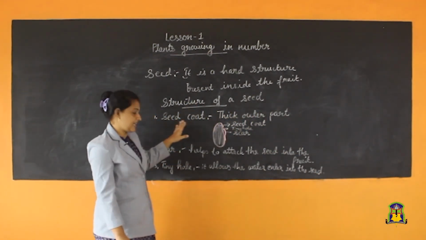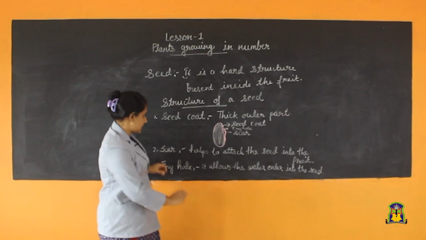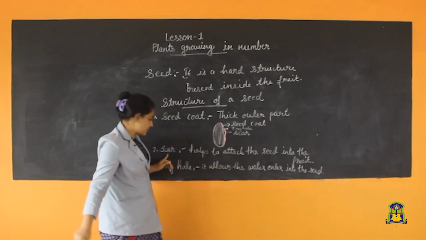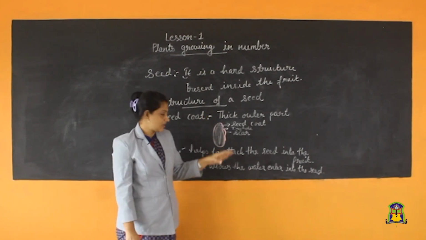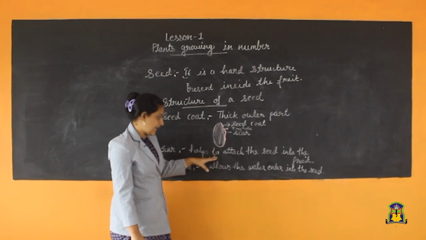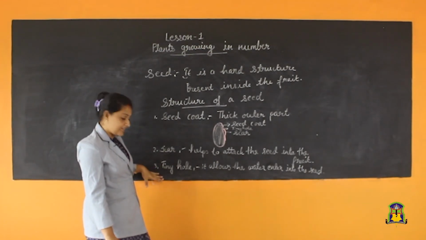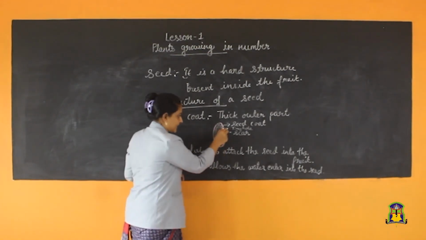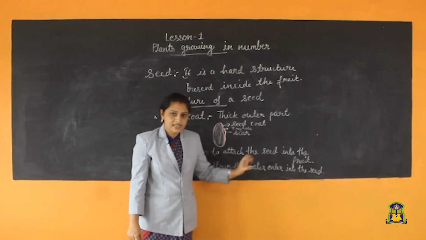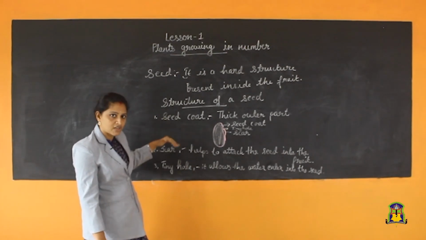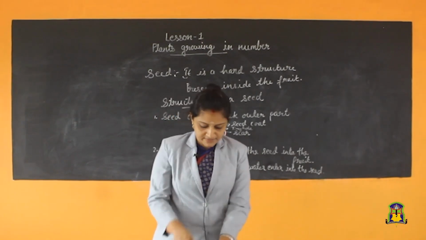What are they? Seed coat, that is the thick outer covering of the seed. Okay, this one. Then we can see scar. Scar we can see on one side of the seed, and its main function is to help to attach the seed into the fruit. Next we can see tiny holes at the top of the scar. It allows the water to enter into the seed. Okay, I hope all of you understood the outer part of the seed. Next we are going to study the inner part of the seed.